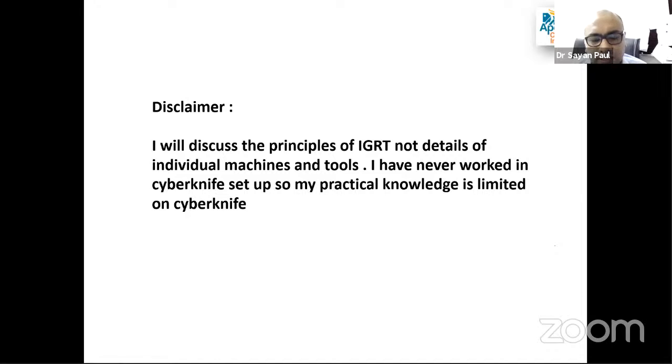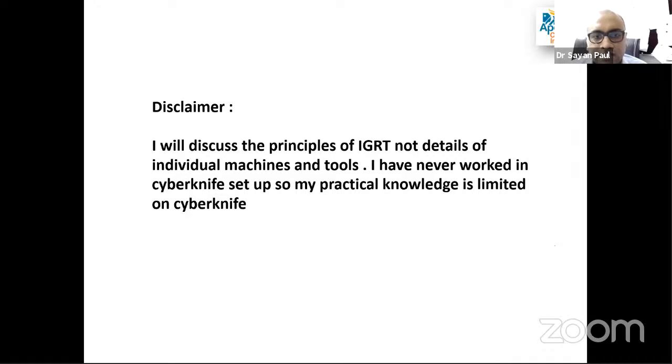In radiation oncology, what we have been seeing for the last 2 decades is more and more emphasis being given to the machine and the tools. Like, a person is working on this machine, is not working on that machine.